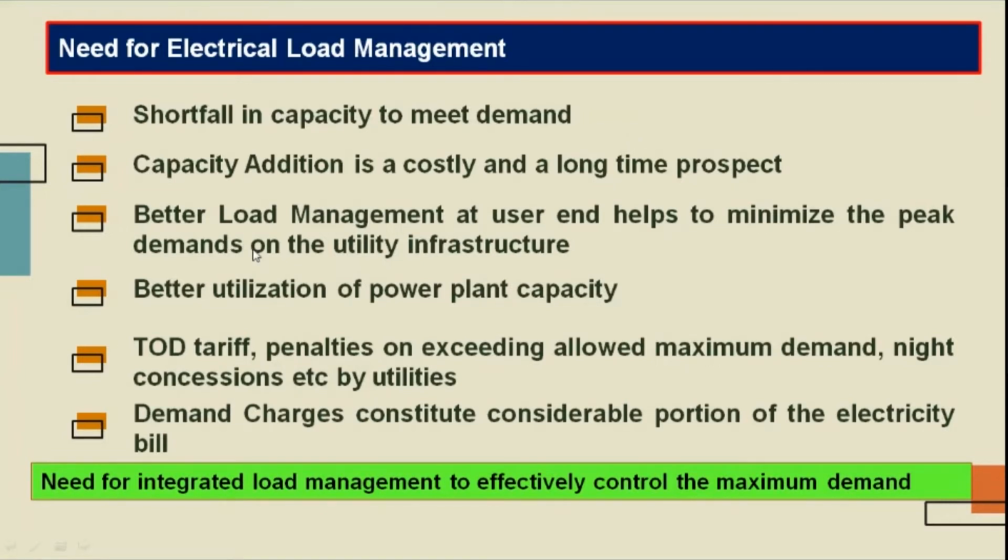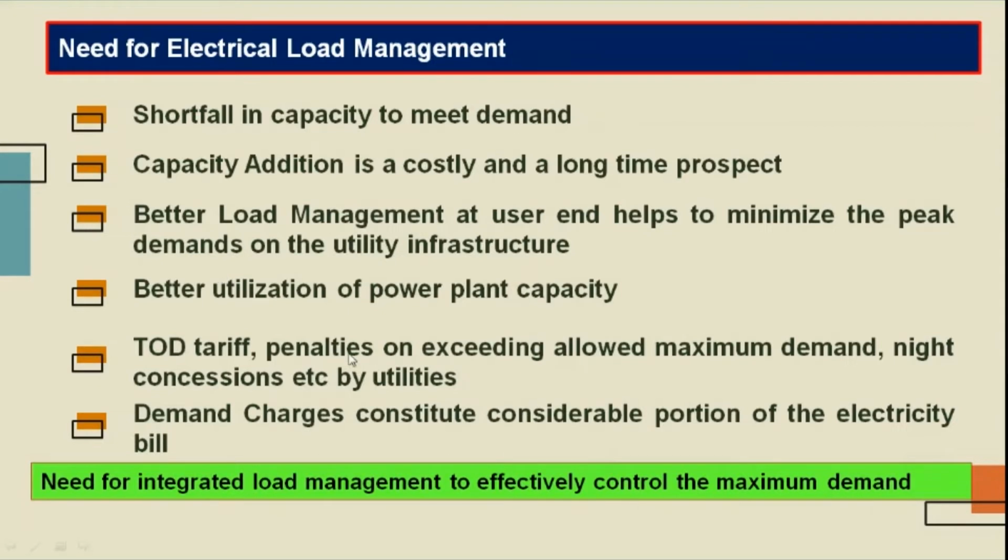Next is that better load management at the user end helps to minimize the peak demand on the utility infrastructure. The meaning of this is that if at peak load we are using more electrical energy, then we will have to pay more in our electricity bills. If we can optimize this usage, then we will be able to make better use of the electrical energy, and maybe we will not have to pay a huge amount to our utilities.